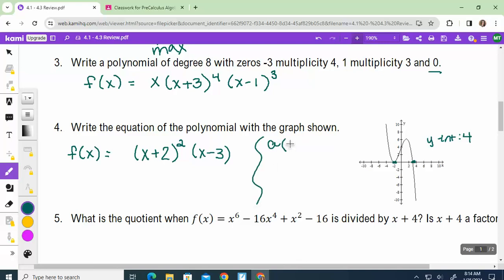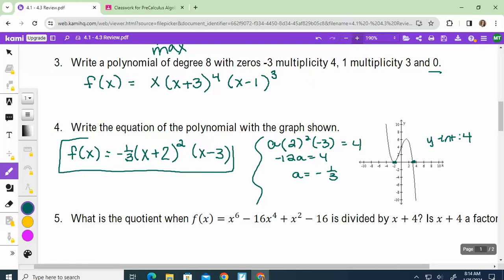If you plug in 0 for all of your x's, this has to equal 4. So this would be -12a equals 4. That multiplied by -12, and it's -1/3. So we got the negative just like we said we should. So this has a coefficient of -1/3. And again, the only way I was able to get that coefficient is because I knew the y-intercept from my graph.